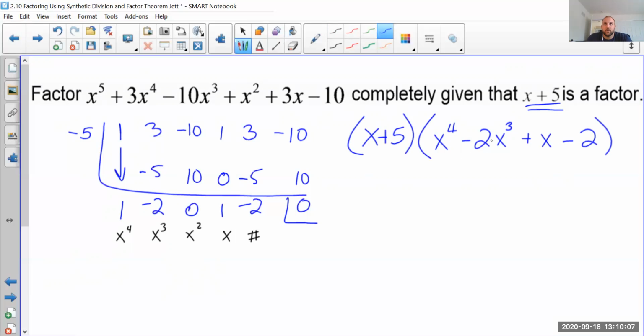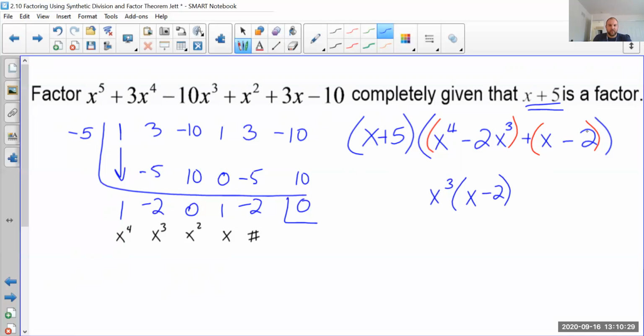Now I have 4 terms. Anytime I have 4 terms, what do we try? Grouping. Okay, so that's exactly what I'm going to do here. I'm going to group first 2, last 2. So I'm going to take out an x cubed here. Leaves me with x minus 2.